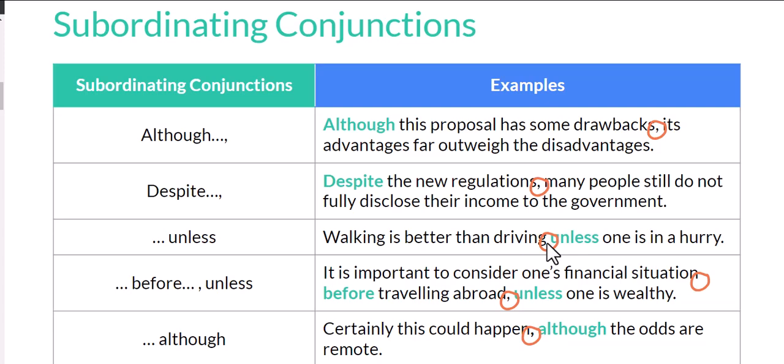Although this proposal has some drawbacks, its advantages far outweigh the disadvantages. So although this proposal has some drawbacks, this means like, so what? So I have to add more information, more content for you. So you notice that I add the comma here because this is important when it comes to writing. Okay, we are not speaking a comma here, but in writing.